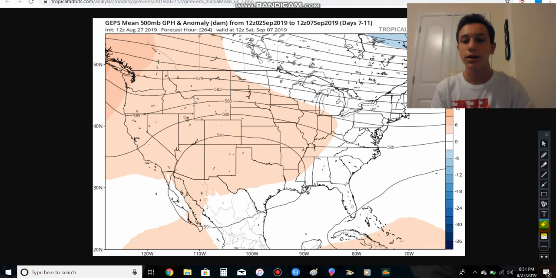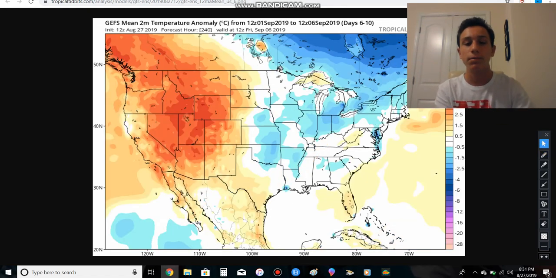So both ensembles indicate that by the time we head towards mid-September, we could potentially have a little bit more troughing in the east than we did before. So here's a GEFS 2-meter temperature anomaly. This is a 5-day average from the 1st to the 6th. Then, of course, we're going to show you the 2nd through the 7th so you can get a better look.